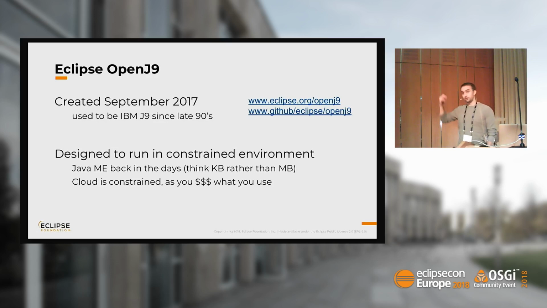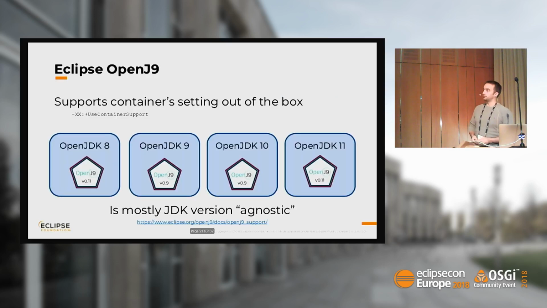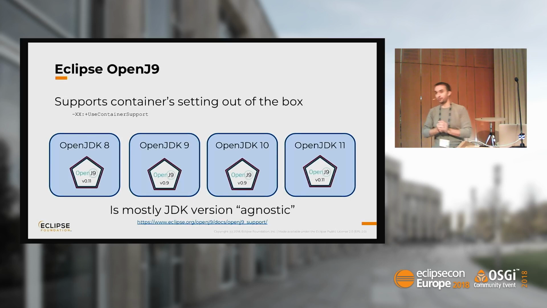And that's good because today, when you run in the cloud, if you want to save money, you actually have to constrain your containers to be very small, if you want to run more of them on a single VM or in a smaller cluster. Something really nice also about OpenJ9 is that it supports container settings out of the box. So everything that we've talked about earlier, forget about it. It supports the standard option, use container support, and it's activated by default as well.